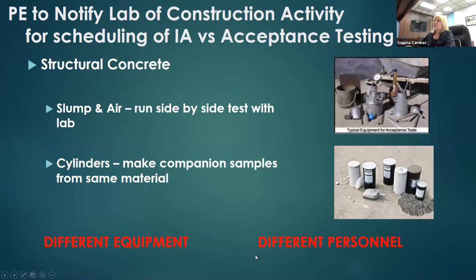Then structural concrete, slump and air, run side-by-side test with the lab. 2 sets of slump cones, 2 sets of air meters, and the cylinders make companion samples from the same material. We want the material to be as consistent as possible. It's really just a split sample. It's like you're just either retesting the same material or taking a very close side-by-side sample.